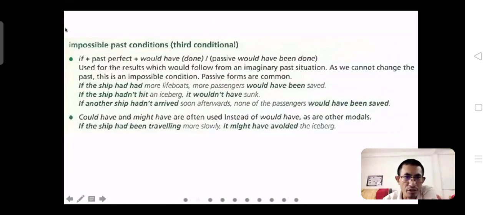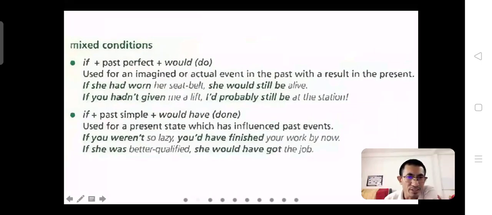Another important thing that you need to know is about mixed conditionals. How do you make a mixed conditional? You use the if clause with the third conditional, and the main clause with the second conditional. You see, that becomes a mixed conditional. If clause we use with what? If clause with the third conditional, and then main clause with the second conditional.